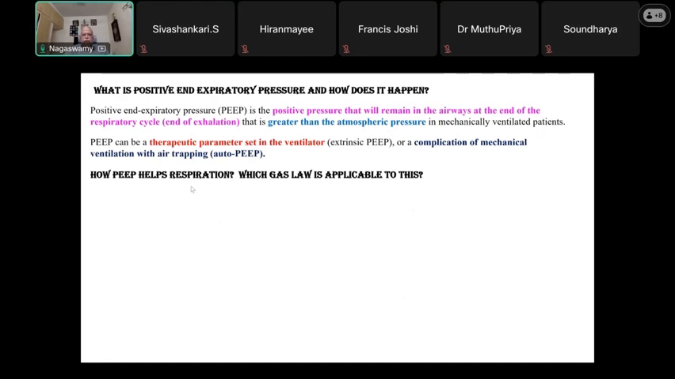But how does PEEP help in respiration? What gas laws are applicable to this? As I told you again, physics will come in every stage of the mechanics that we learn. So what gas law is applied, as PEEP is used to improve the oxygenation of the patients? This is not the common three gas laws. It is neither Boyle's law nor Charles' law or Gay-Lussac's law. So can you think of any other gas law? Fick's law of diffusion. Fick's law. Is Fick's law a gas law?